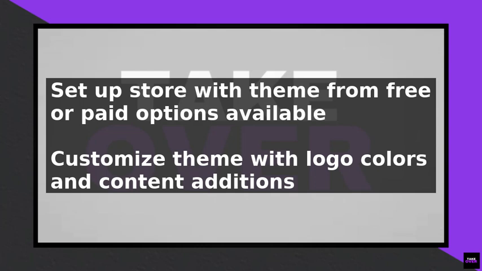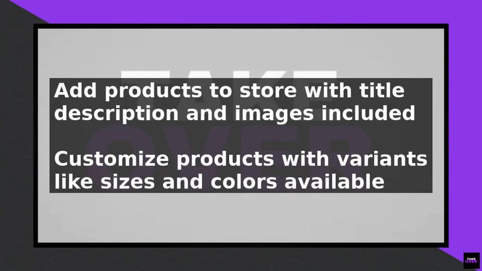After setting up your theme, you need to add products to your store. To add a product, click on the Products tab and then click on Add Product. Enter the product title, description, price, and images, and then click on Save Product. You can also add variants, such as different sizes or colors, to your product.